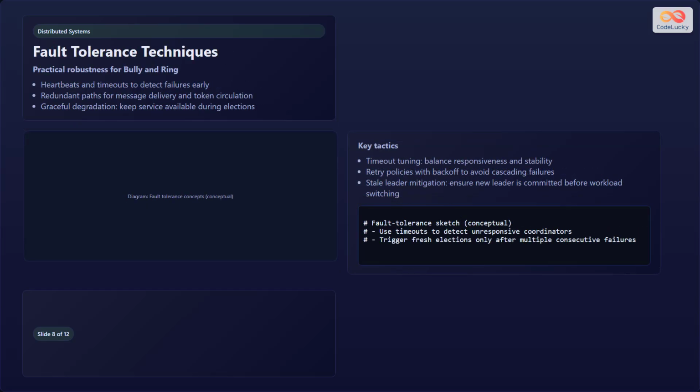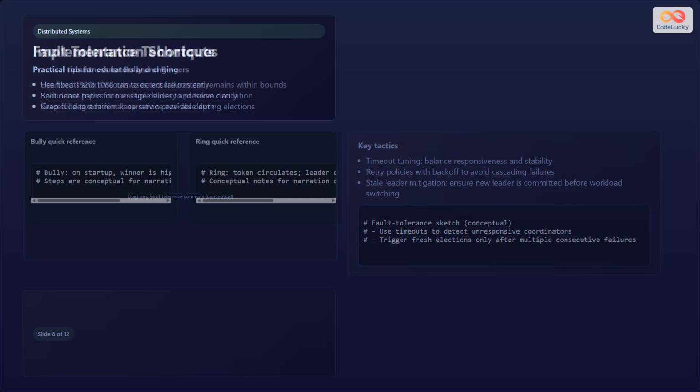To make leader election robust, use several techniques. First, implement heartbeats from the coordinator to all nodes. If heartbeats stop, nodes know the leader has failed. Second, use timeouts tuned carefully. Too short and false failures trigger unnecessary elections. Too long and the system remains leaderless. Third, retry policies with exponential backoff prevent cascading failures. Fourth, ensure the new leader commits its role before accepting workload. This prevents brief leader transitions from disrupting service. Fifth, consider redundant communication paths so that temporary network issues don't trigger false elections.